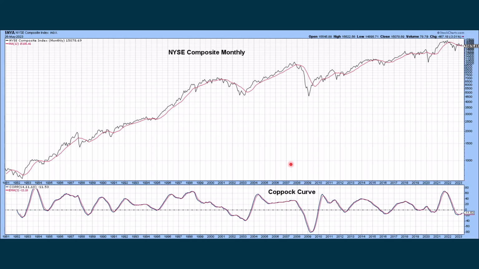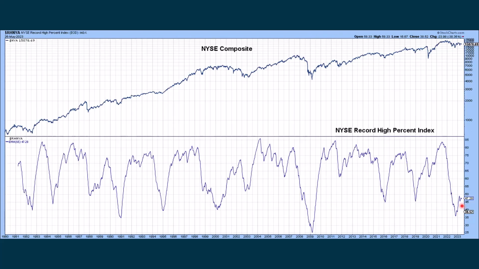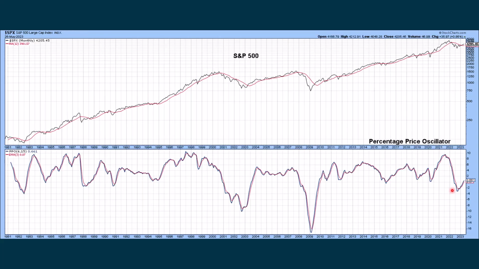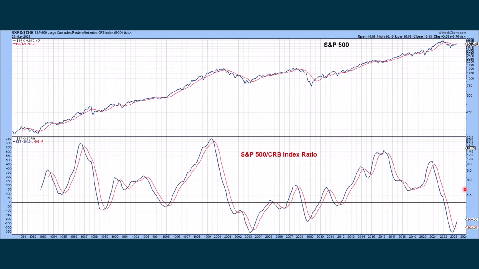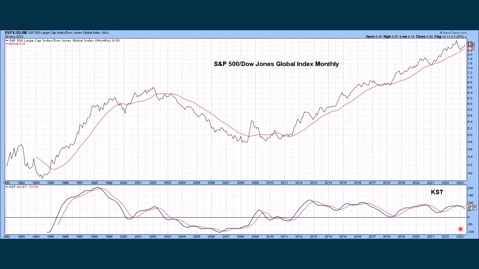This is the NYSE composite with a monthly index. We're dropping below the moving average a little bit, but if you look on the bottom, the Coppock curve is still turning up positive. Also with the NYSE, we have the NYSE record high percent index. That is still positive. Then we look at the S&P with the PPO on a monthly chart. This is turning back positive. We also compare the S&P to the CRB ratio, where the S&P is outperforming the CRB index. Here's the S&P to a global index, showing that we're still in a downtrend overall with the KST, but on the positive side, we're still above this moving average on the price chart.